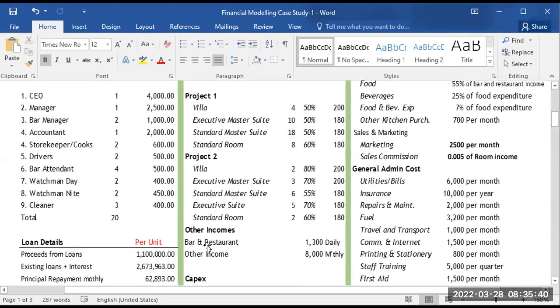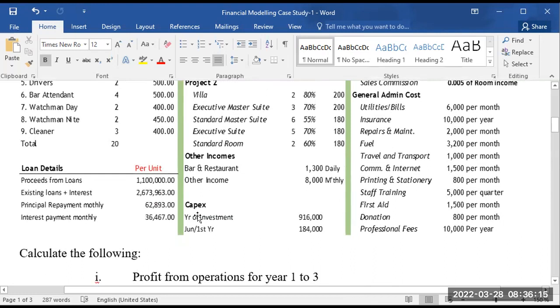And other income here, bar and restaurant, we're told is constant, 1,300 daily, right? And so if you're to do it for a month, it's 1,300 for every month for 12 months, right? Other income, monthly. Okay, this 1,300 is daily, so we're going to do daily for 1 month, and then we replicate it for all the other months. Remember, we're supposed to do this for 3 years. Another income is 8,000 monthly.